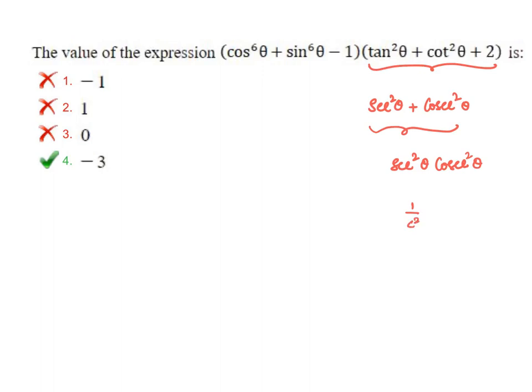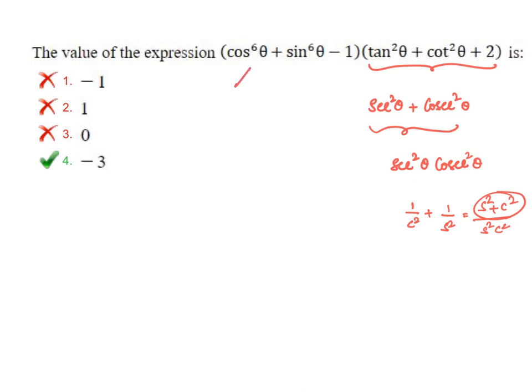Because 1 by cos square plus 1 by sin square, you will get (sin square plus cos square) by sin square cos square. Sin square plus cos square is anyway 1. So 1 by sin square cos square is nothing but secant square cosecant square. So always remember, tan square θ plus cot square θ plus 2, you can always write as secant square θ into cosecant square θ. If you can remember this, further you can do it easily.